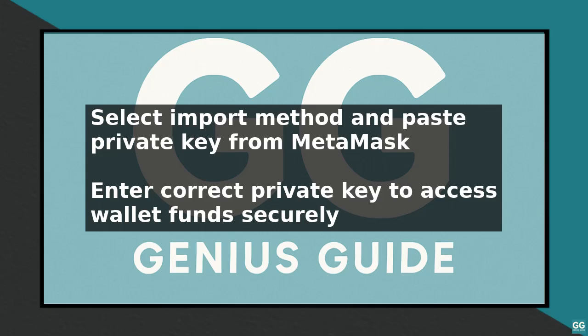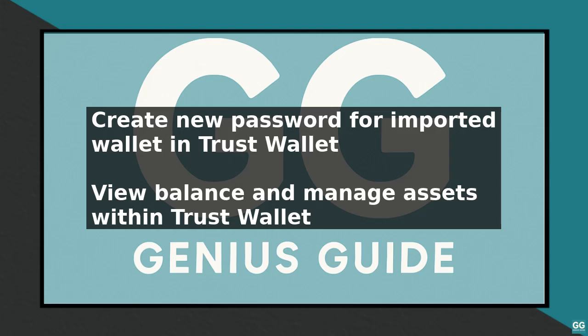After pasting the private key, you will be prompted to create a new password for your imported wallet in Trust Wallet. Choose a strong and unique password to secure your wallet. Once you have entered a password and confirmed it, your MetaMask wallet will be imported into Trust Wallet. You can now view your balance and manage your assets within Trust Wallet.